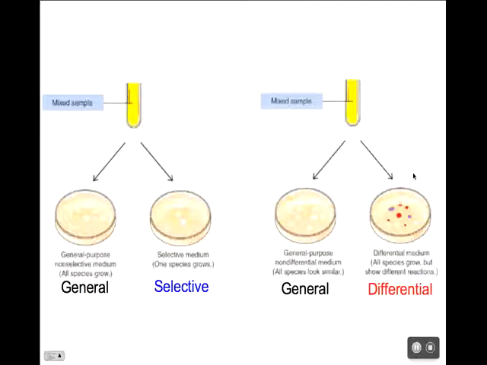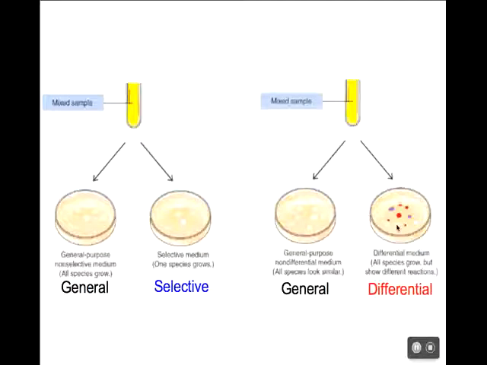If we were to put that mixed sample instead onto differential media, everybody grows on differential media, but you can now differentiate between different types of microbes. Some turn red, some turn purple as they grow on that media, some stay white. That allows you to differentiate. So everybody grows, but you can somehow differentiate between those organisms.